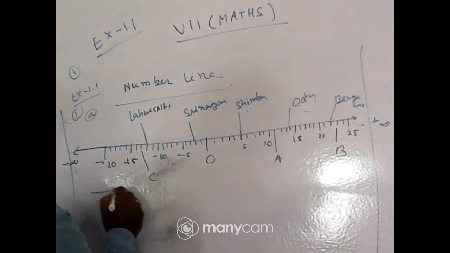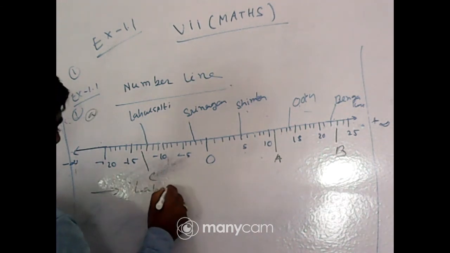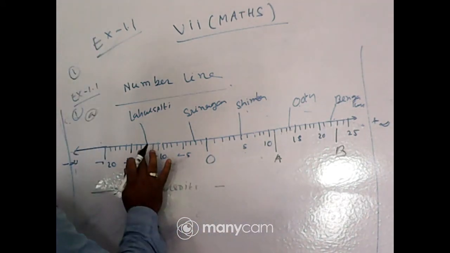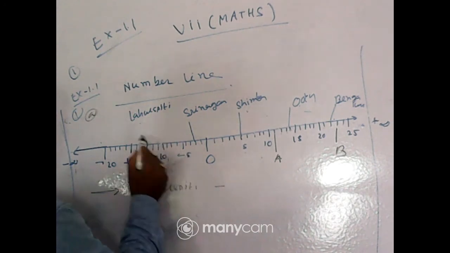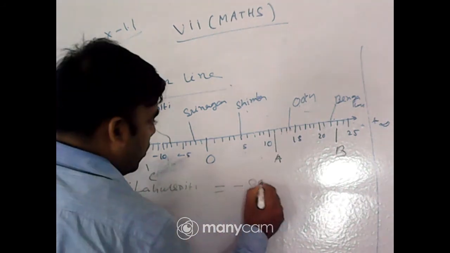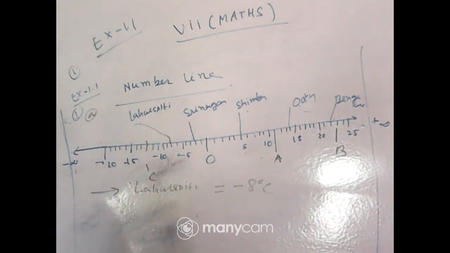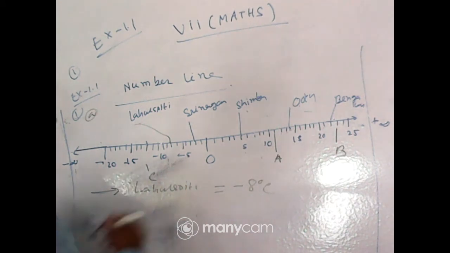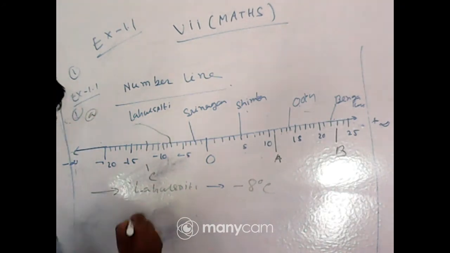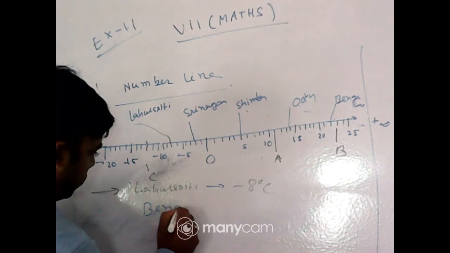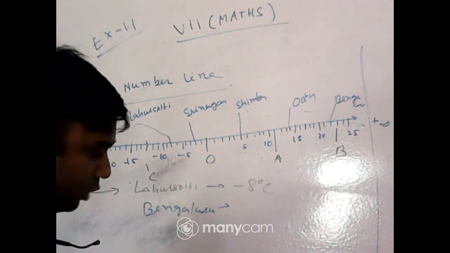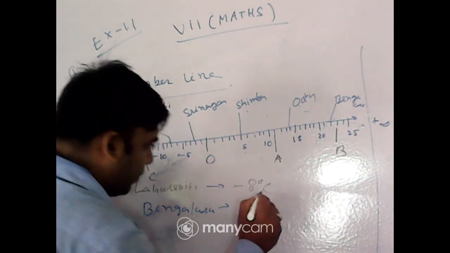Its temperature is minus. According to your book, it is given here, that is minus 8 degrees Celsius. And what is the hottest city? The hottest city is Bengaluru. The temperature of Bengaluru is 22. So what is the difference? Anyone can say what is the difference?